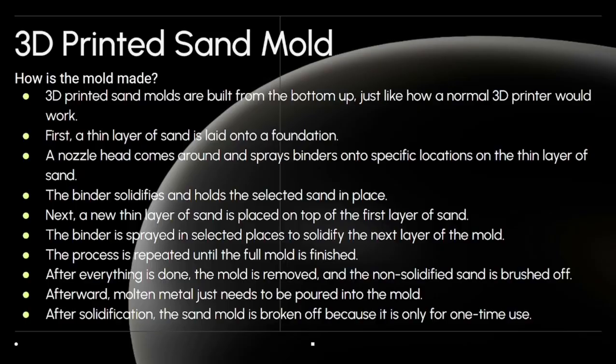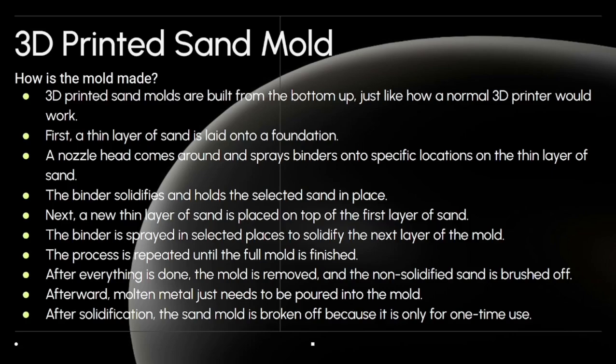After that, you may be curious how a sand 3D printer actually works. So first, the machine lays a thin layer of sand and a nozzle comes by and sprays thin layers of binder onto the sand, which holds the sand in place. And it does that layer by layer by layer until the structure is done.